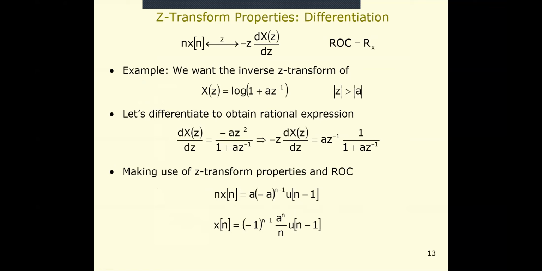Another important property of the Z transformation again is the multiplication by n. Of course, if we are going to multiply the signal by n, this will lead to derivation in frequency or in the z domain. So if we have n x of n, it will be minus z dX of z by dz. Of course, this is a very important property.